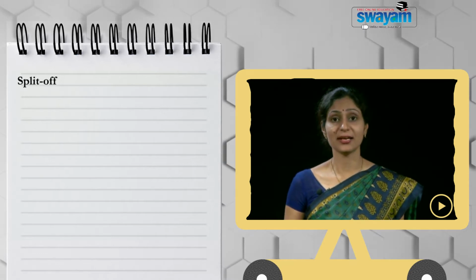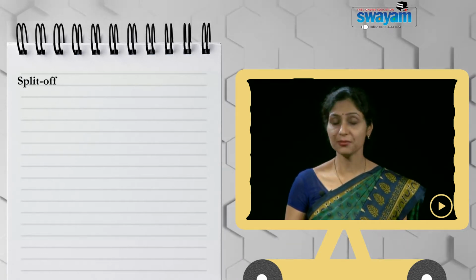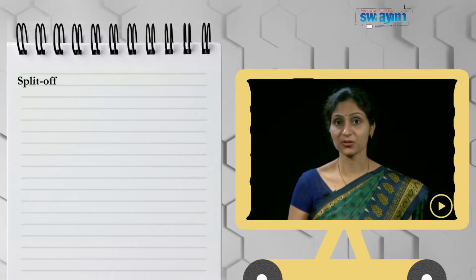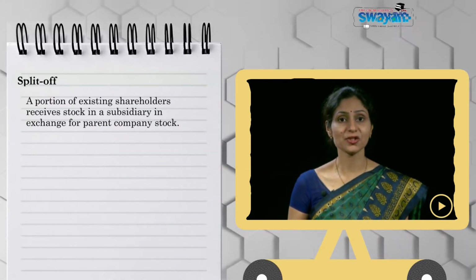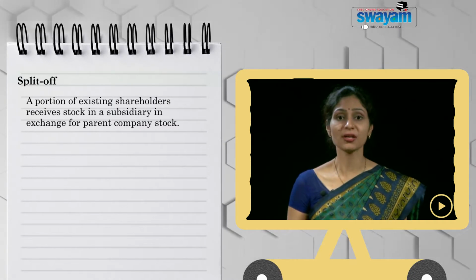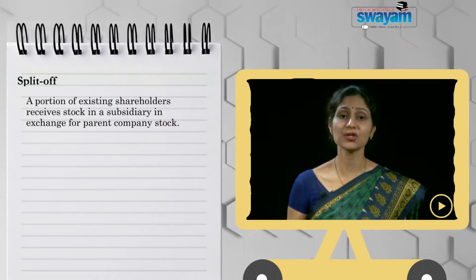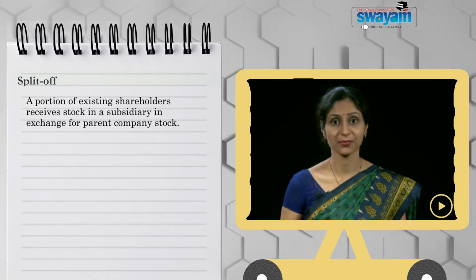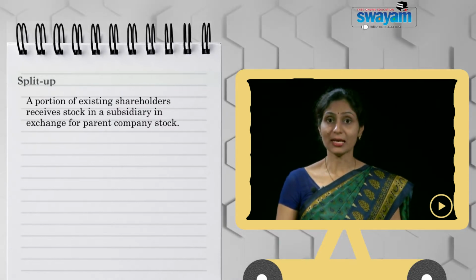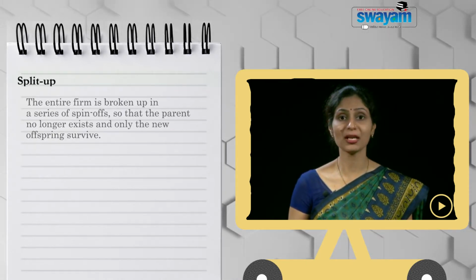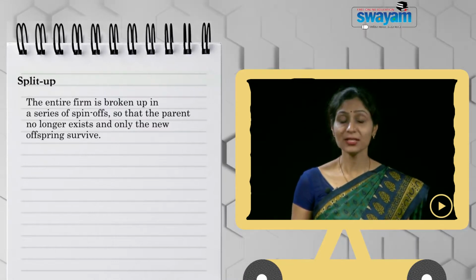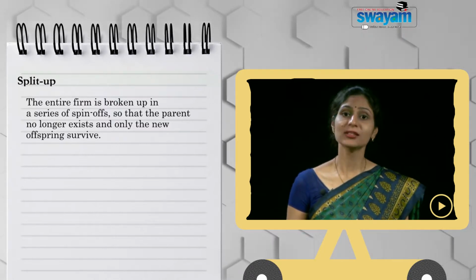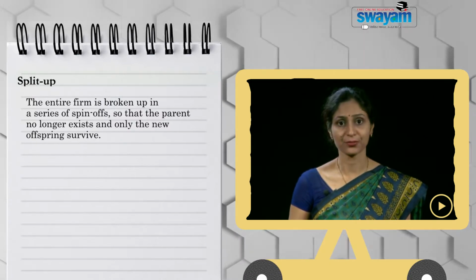Split off is another variant of demerger, which is again a kind of corporate restructuring exercise. In case of a split off, a portion of the existing shareholders receive stock in a subsidiary in exchange for parent company stock. Whereas in case of a split up, the entire firm is broken up into a series of spin-offs, so that the parent no longer exists and only the new offsprings survive.